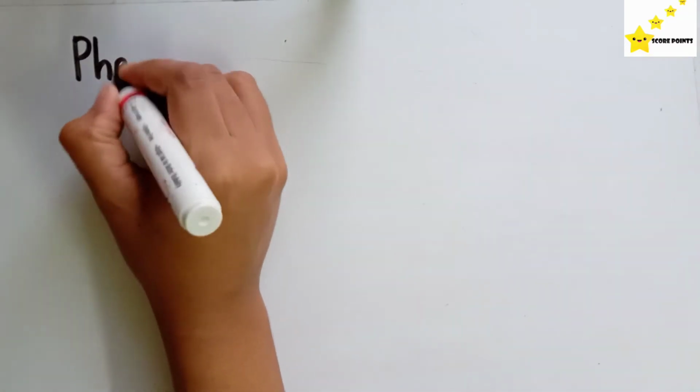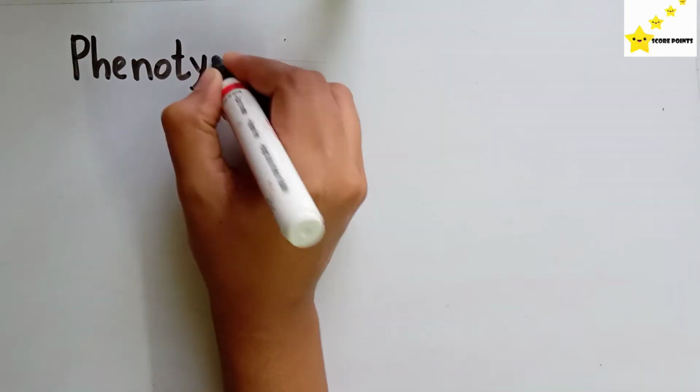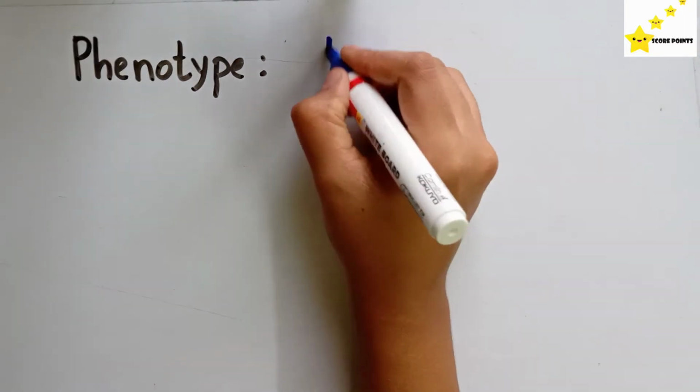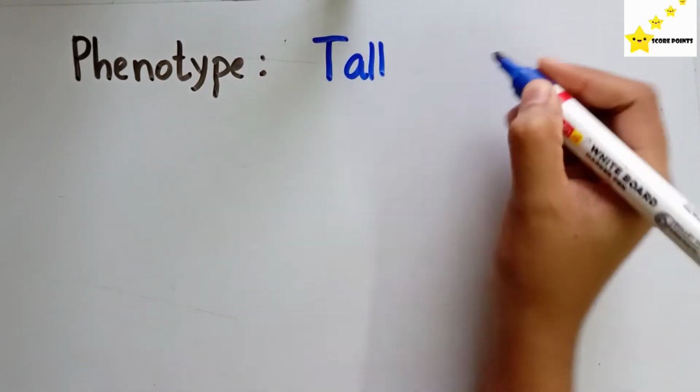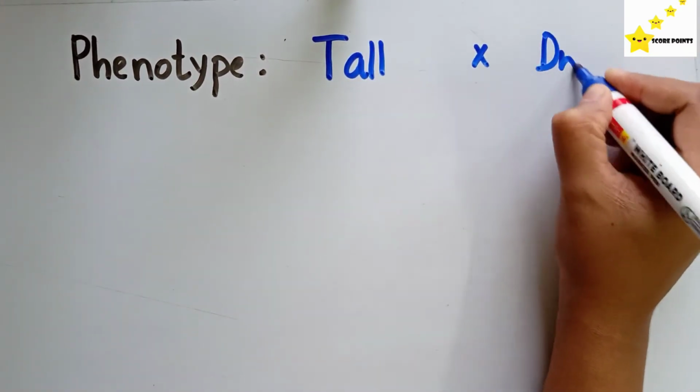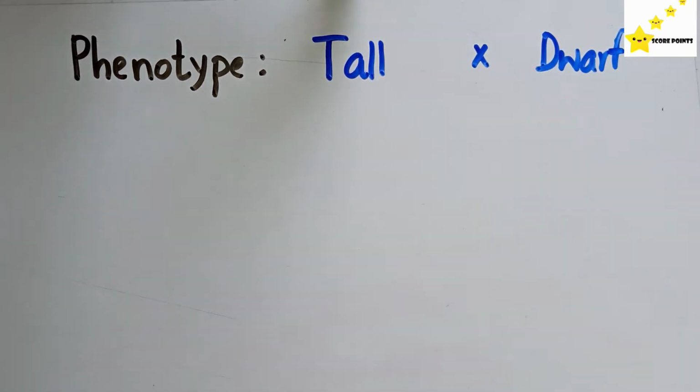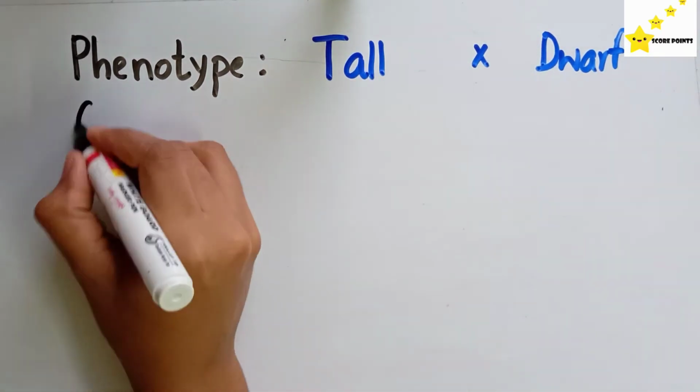In the previous video, we learned the basics of monohybrid cross. Today we will learn how to do a monohybrid cross. First of all, you have to write the phenotype, or the external morphological character, tall and dwarf. Tall is the dominant trait and dwarf is the recessive trait.